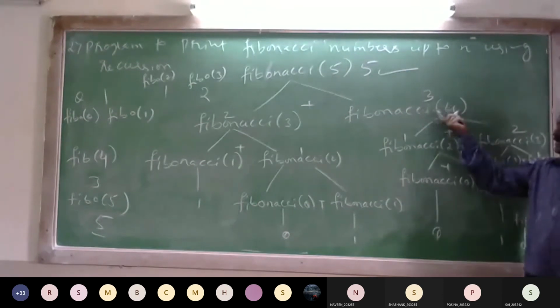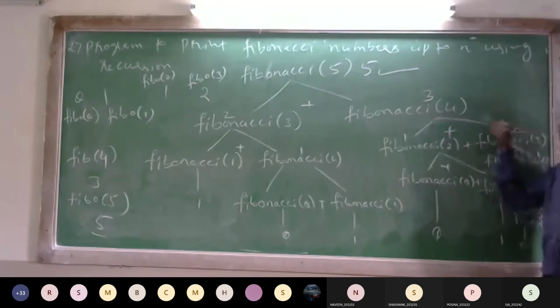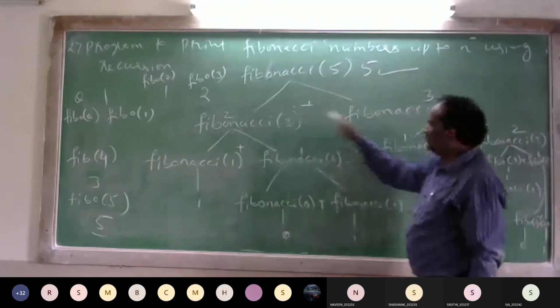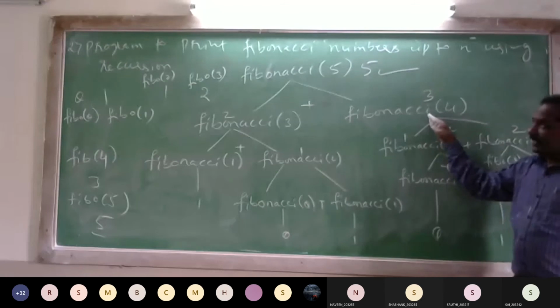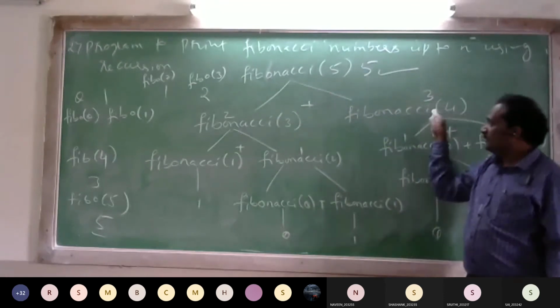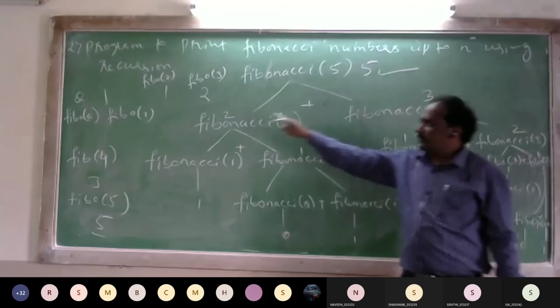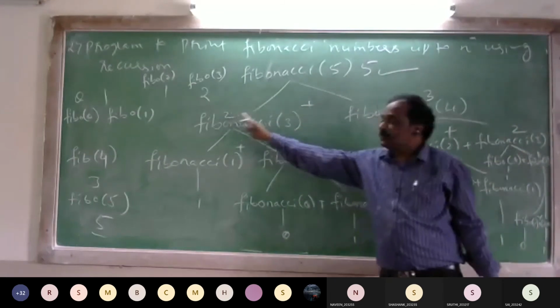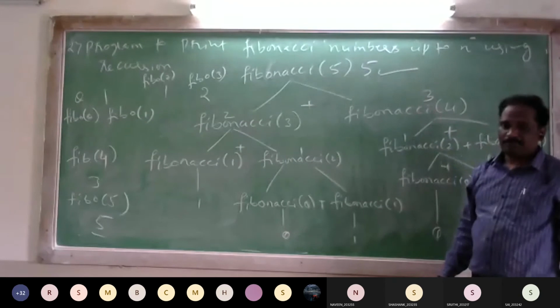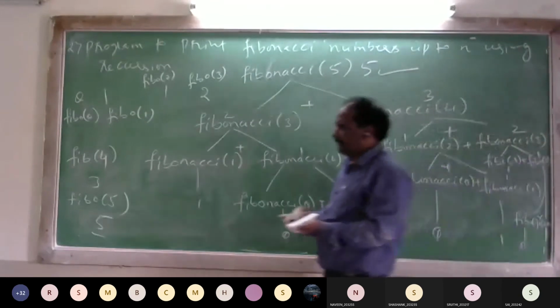Now we can calculate the Fibonacci of 4: 1 plus 2 will be 3. Now we have got the solution for Fibonacci of 3 and the Fibonacci of 4. Now we can calculate the Fibonacci of 5. Fibonacci of 5 is dependent on Fibonacci of 3 and Fibonacci of 4. So Fibonacci of 3 is 2, Fibonacci of 4 is 3. Now Fibonacci of 5 will be 5. Fibonacci of 5 is 5.